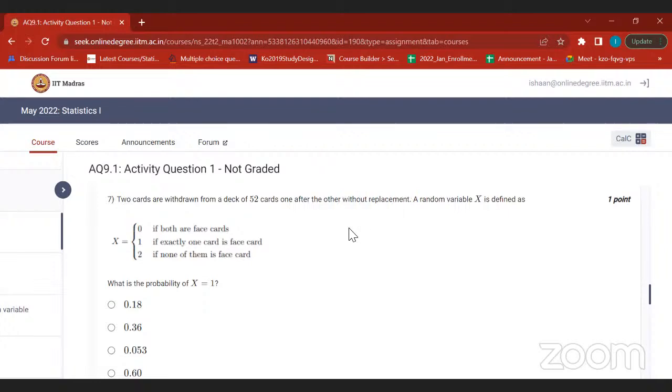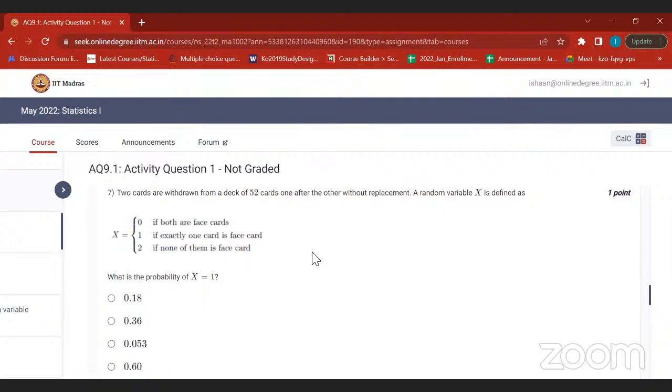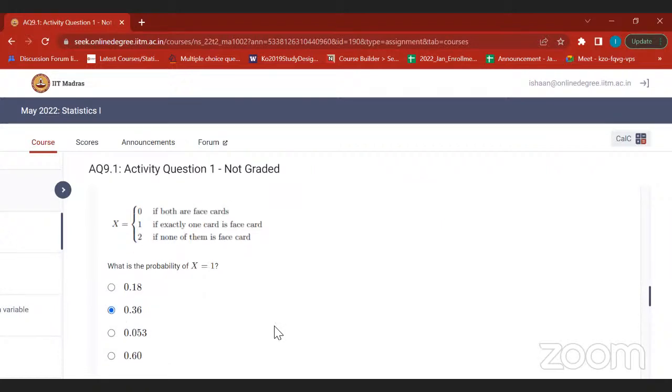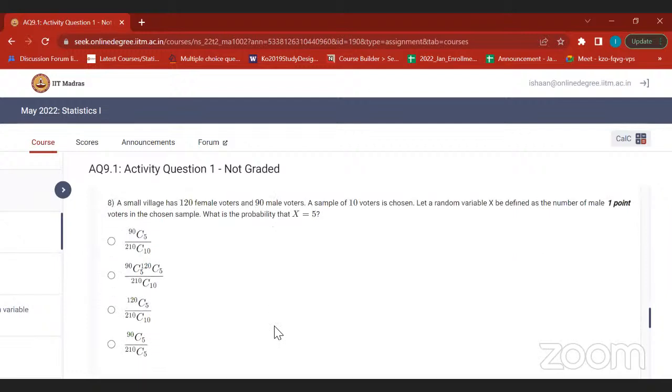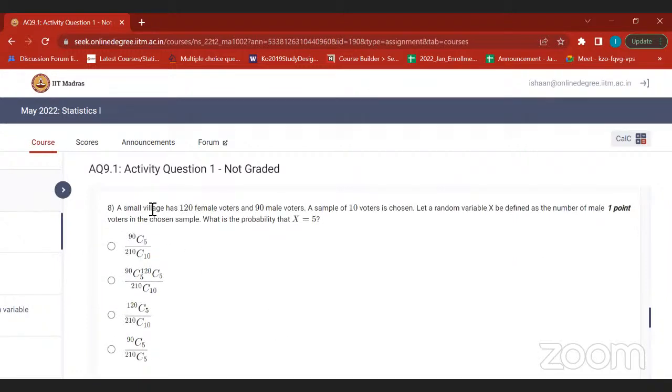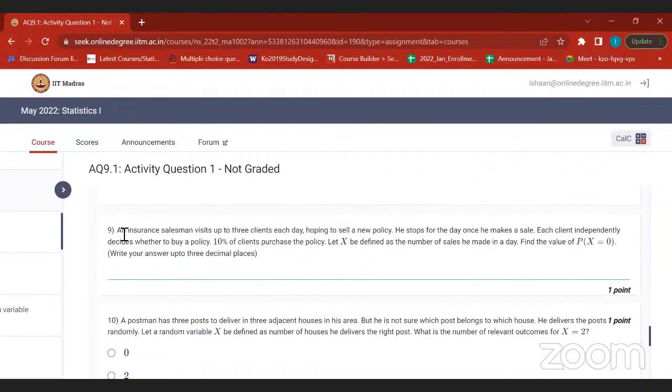Right? So in this case, you have taken the first card as a face card, but it is also possible that you have the second one as the face card, so also into 2. Yeah, that's right. Right, sir. Next question, sir. Okay. This one is fine, sir. Yes, next.